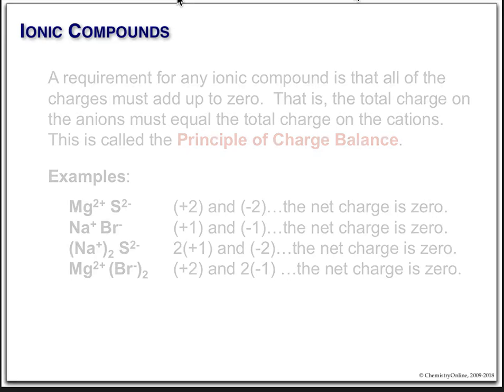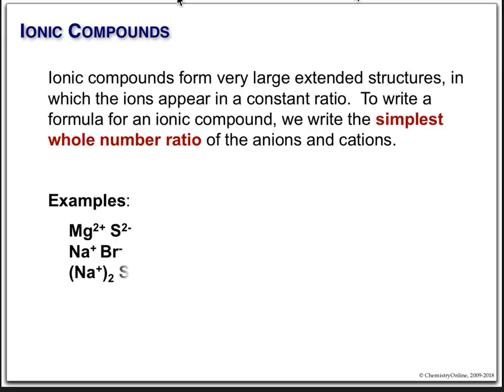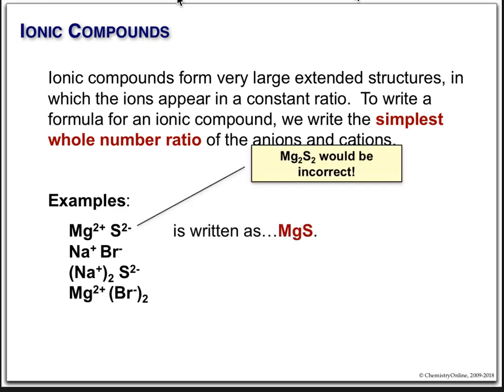Secondly, when we go to write our compound, we have to make sure that we write it using the simplest whole number ratio of the elements. Simplest whole number ratio. So here, for our magnesium with sulfur, this is 1:1, we would just write MgS. If you had written Mg2S2, that's wrong. Mg4S4, that's wrong. Lowest whole number ratio.